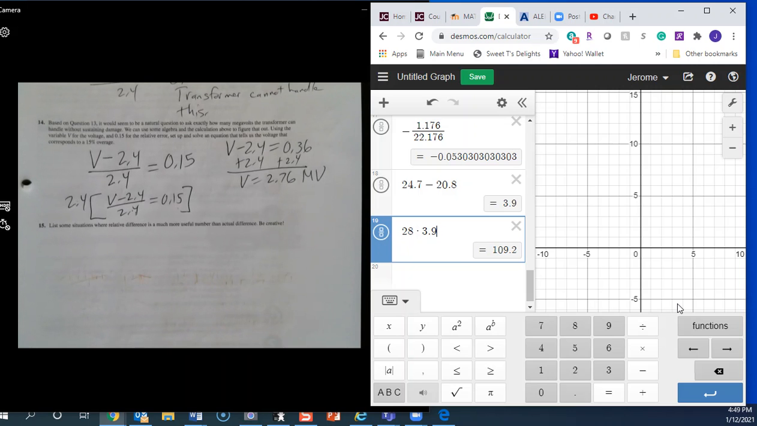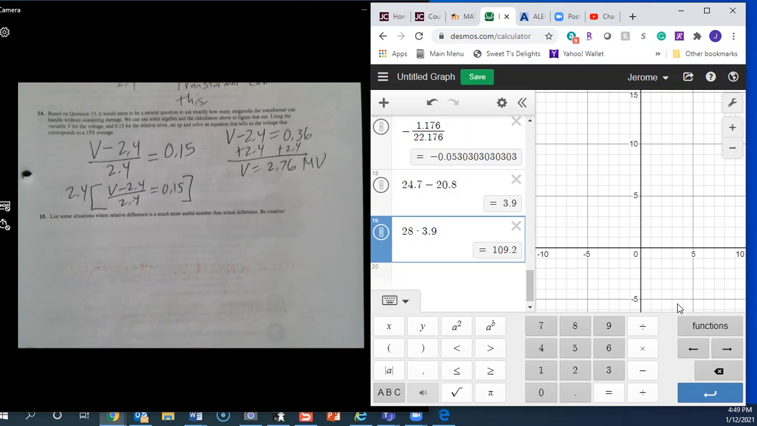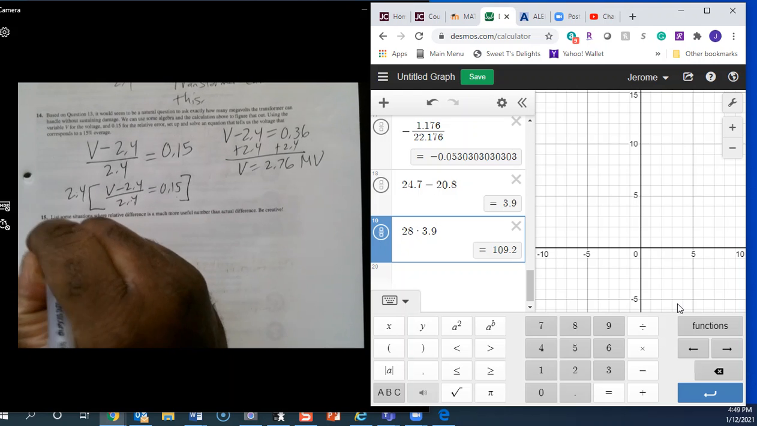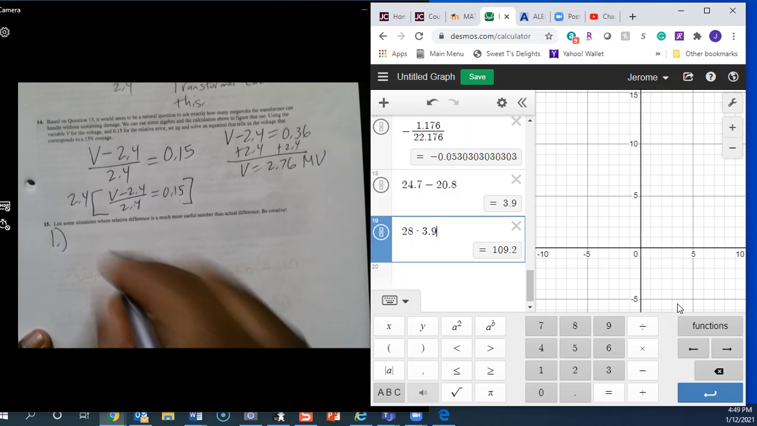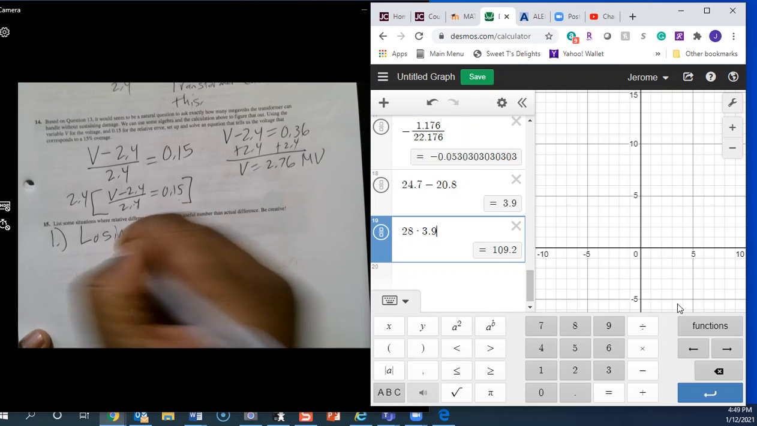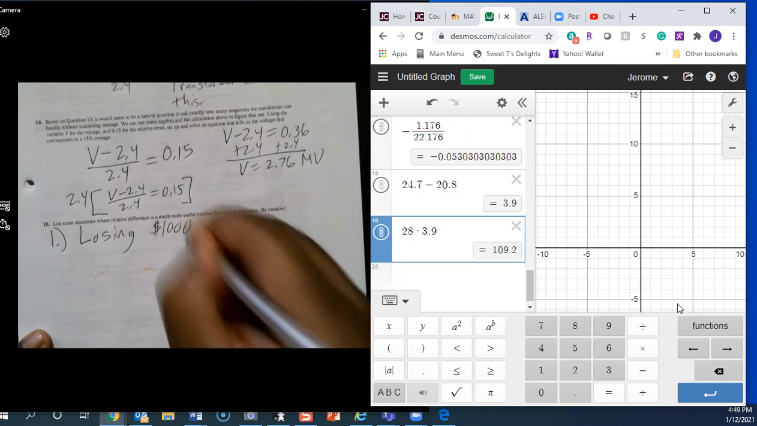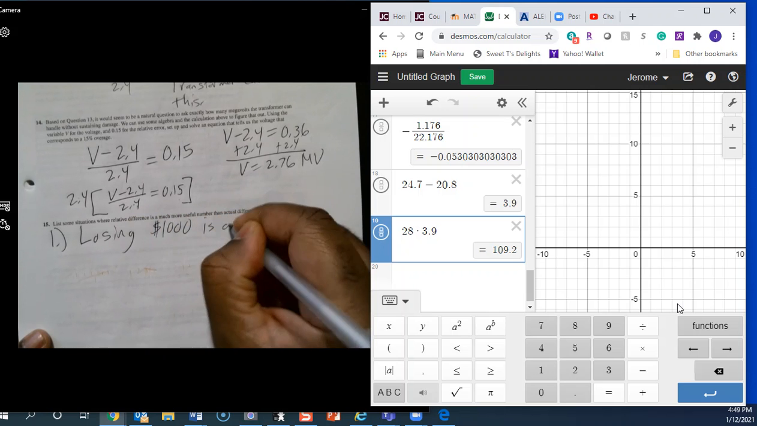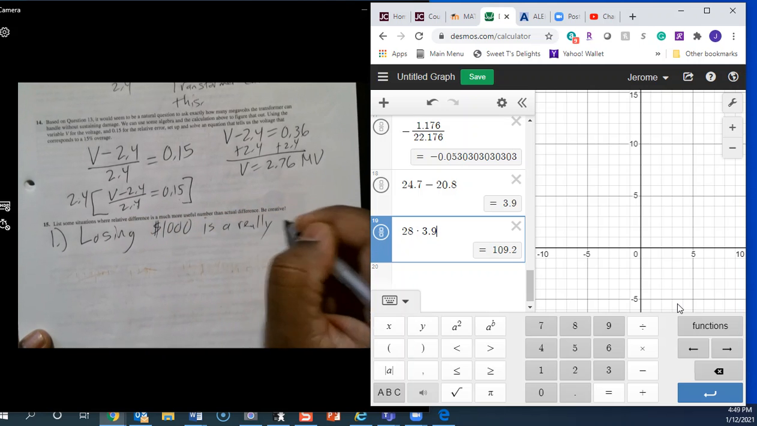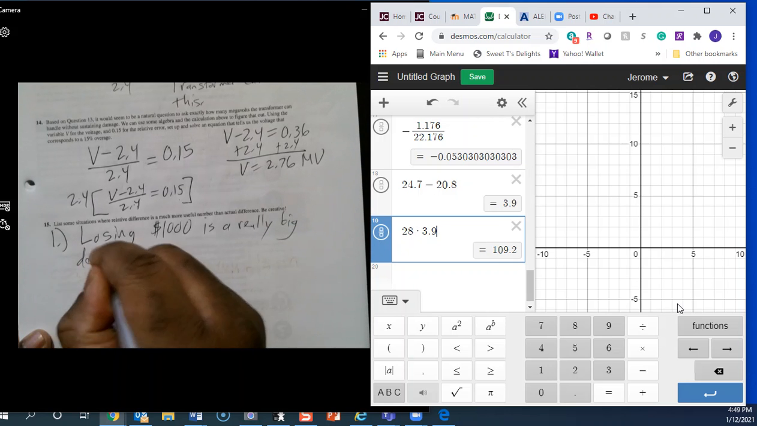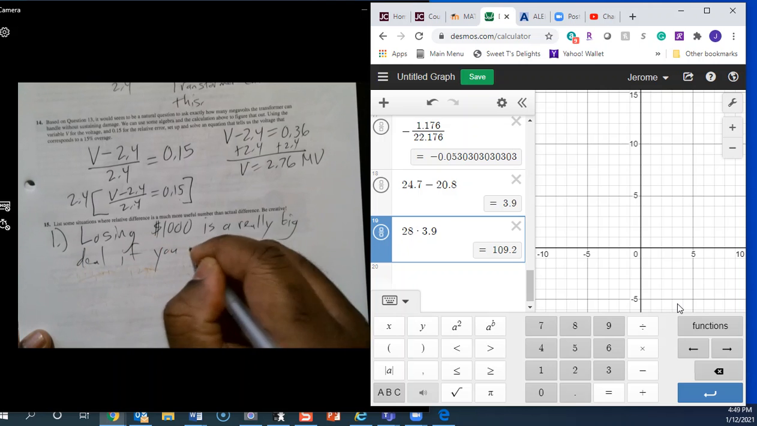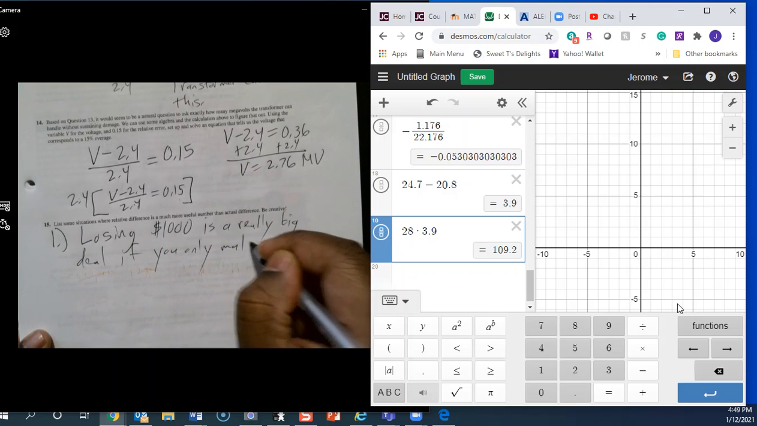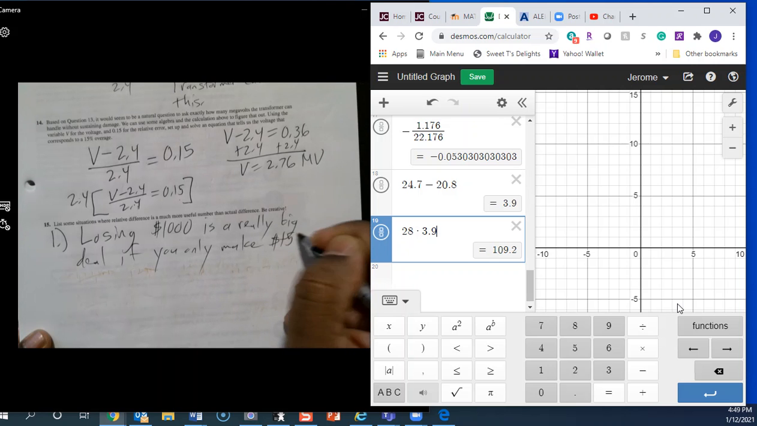Now for number 15, it says list some situations where relative difference is a much more useful number than actual difference. So basically, I'm going to give two scenarios. Losing $1,000 is a really big deal if you only make $1,500.